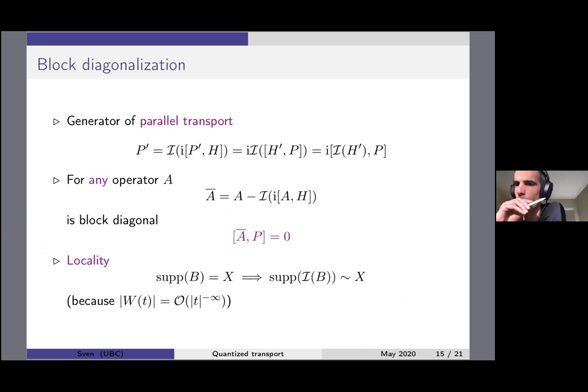Okay. Good. And the last property is that it's local. So if I apply I to a local observable, I get something which is still essentially localized, has the same support as the original observable.